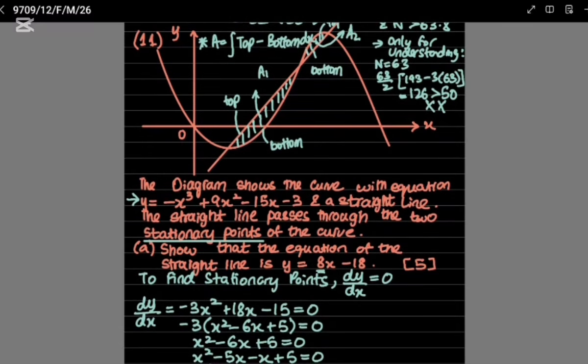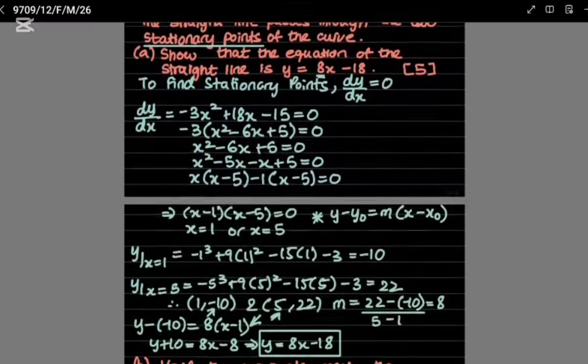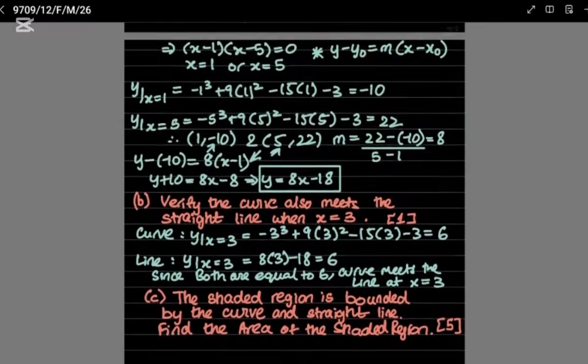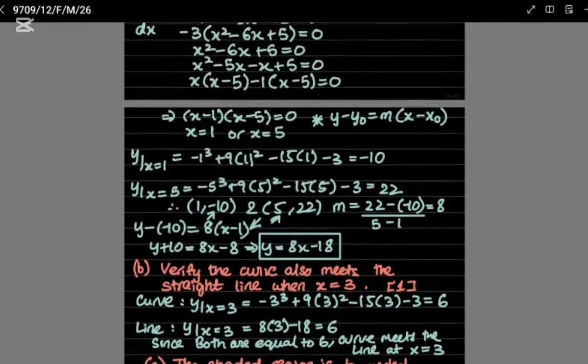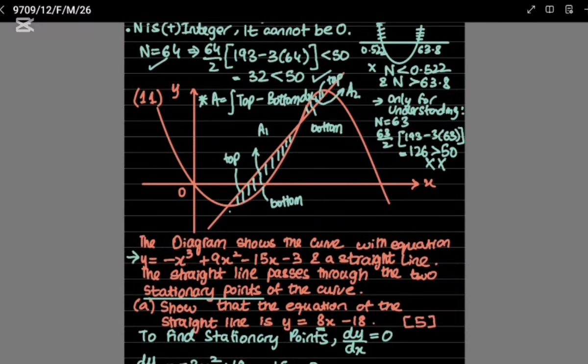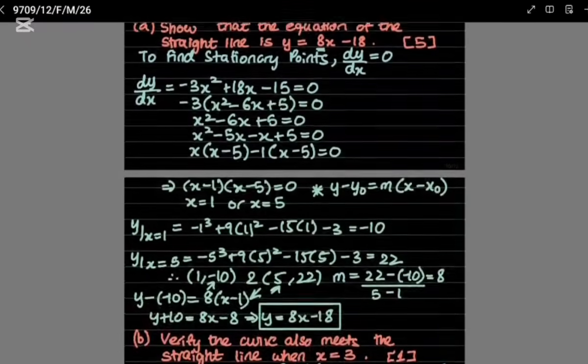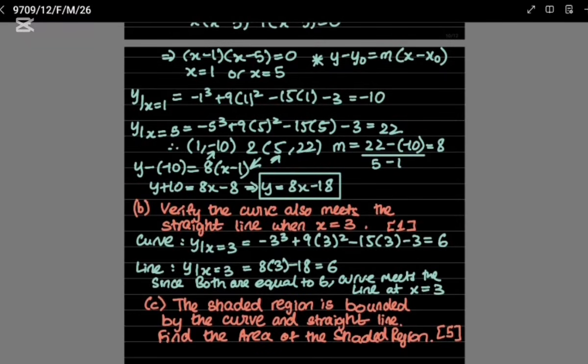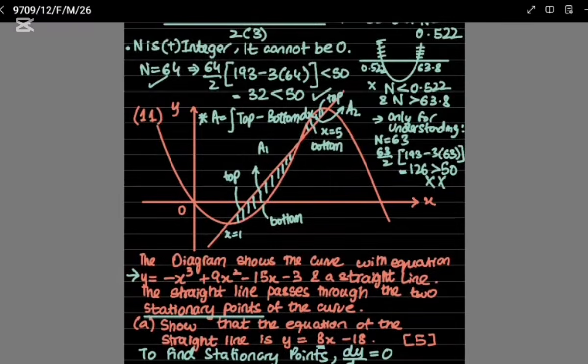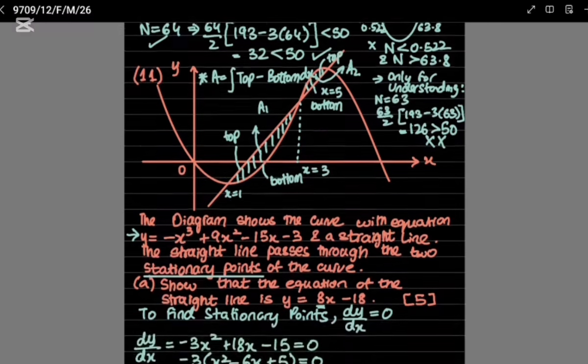And by the way, the question says that the straight line passes through the two stationary points of the curve. So the stationary points, what were they? Let's just take the x values 1 and 5. So this has to be x is equal to 1. That's better. And this is x is equal to 5. And in part B, we said that the curve and the line intersect at x is equal to 3 as well. So this has to be x is equal to 3, somewhere in between x is equal to 5 and x is equal to 1.